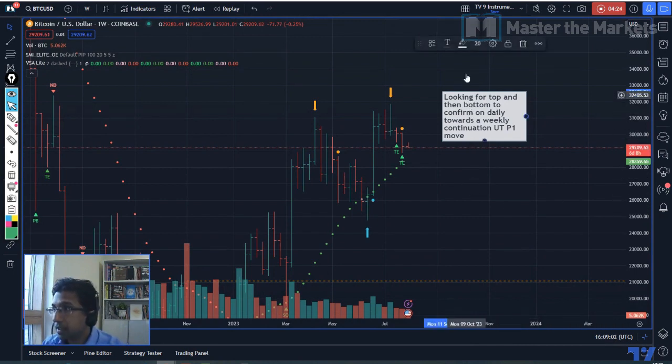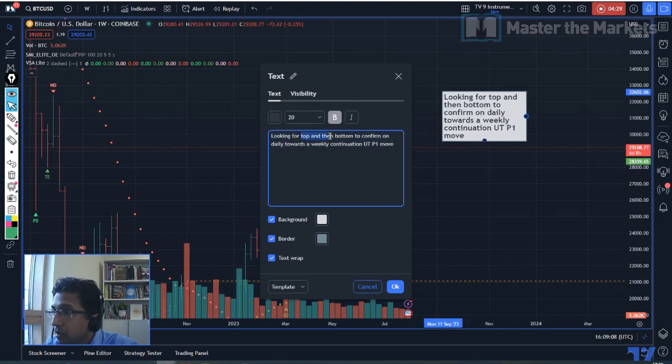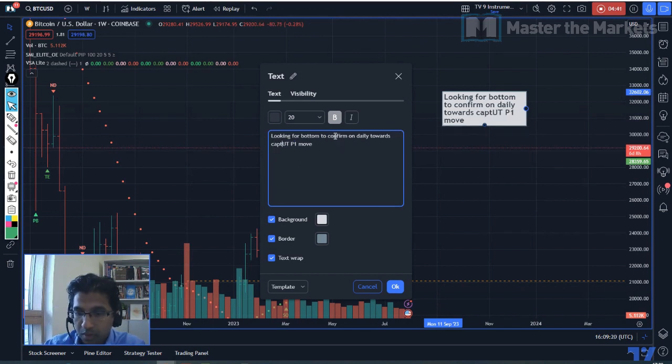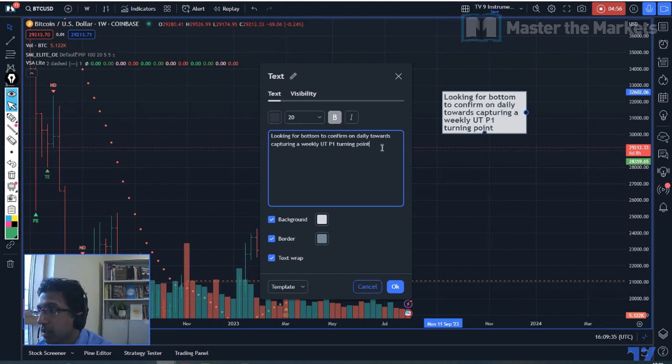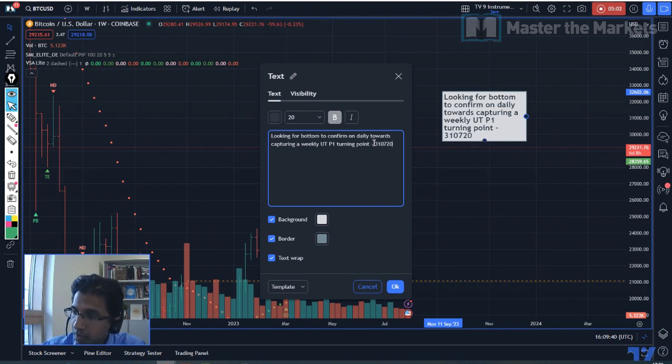Okay, so I'll just update this at the moment. Looking for bottom to confirm on daily towards capturing a weekly uptrend phase one turning point. That's what I will say. Then I will just put the date here as well so it's easier for us to understand, as of 31st July.